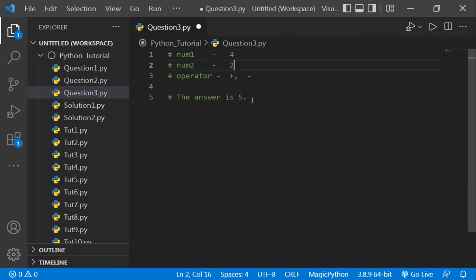Okay, suppose if user entered minus and user entered the number to be 4 and here let's write 2. So as you know that 4 minus 2 is 2, so it should be the answer is 2. If user entered multiplication, it should be 4 2s 8. If user entered division, should be 2. Okay, in division 4 should get divided by 2.